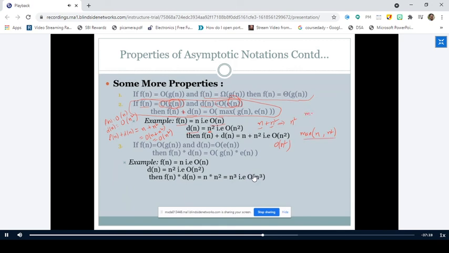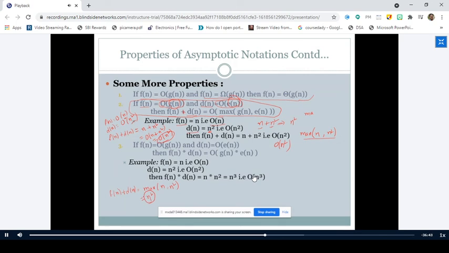So instead of the formula, I will give this one directly. f of n plus d of n is equal to max of g of n. What is g of n here? It is nothing but n, comma e of n. What is e of n? It is n square. So what is the maximum value of n and n square? N square, sir. N square. So that is what we got here also, right?